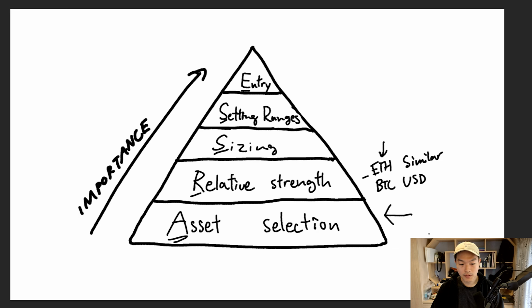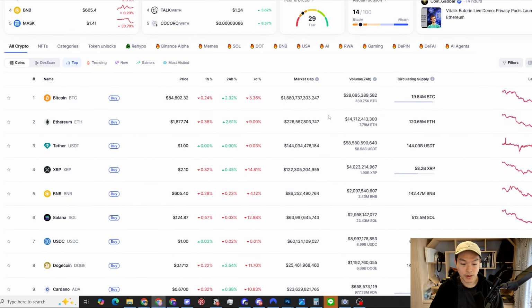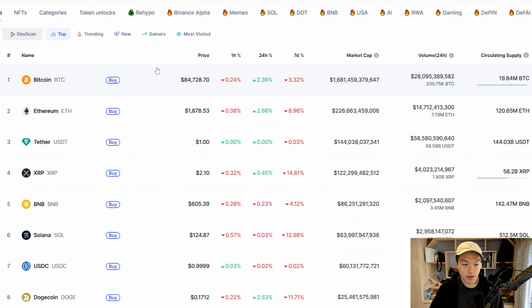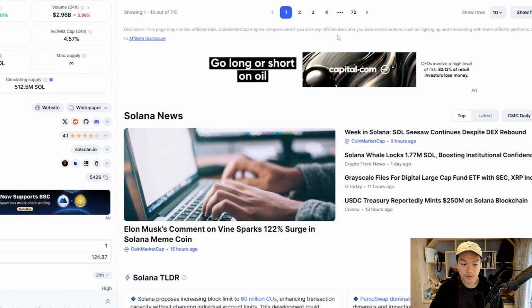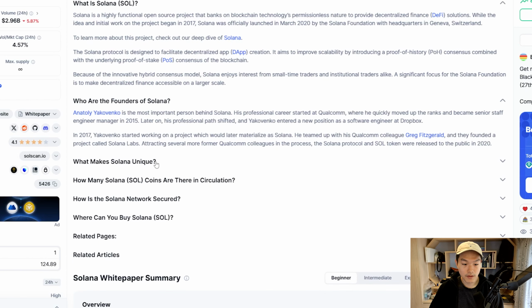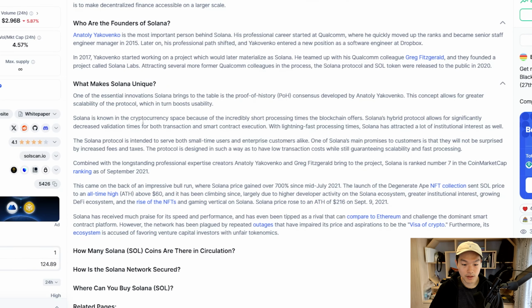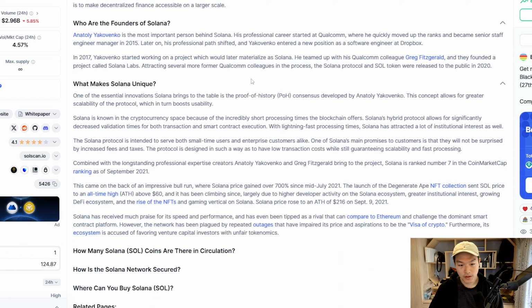So if we run through the whole process really quickly here, for the asset selection, I usually start from CoinMarketCap. You see a big picture overview of different crypto coins. Let's say I want to learn more about Bitcoin, Ethereum, XRP, BNB. I could just click into it, right? Let's say I click into Solana. I scroll down here. You can see about Solana. What is Solana? Who are the founders of Solana? What makes Solana unique? And it even summarizes the white paper for you. So this is a great start.